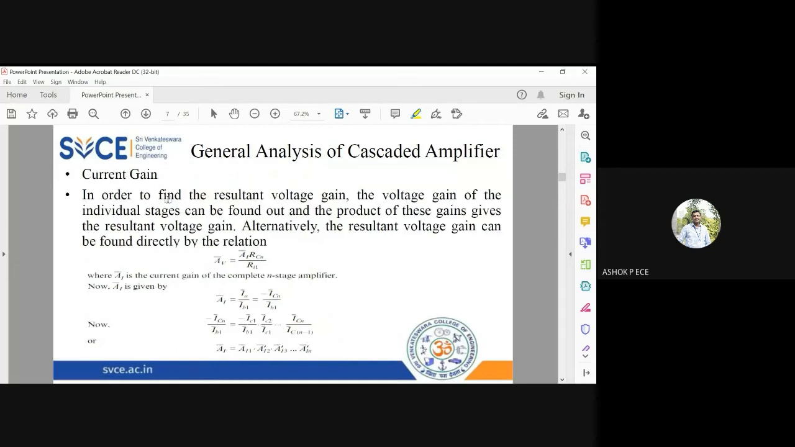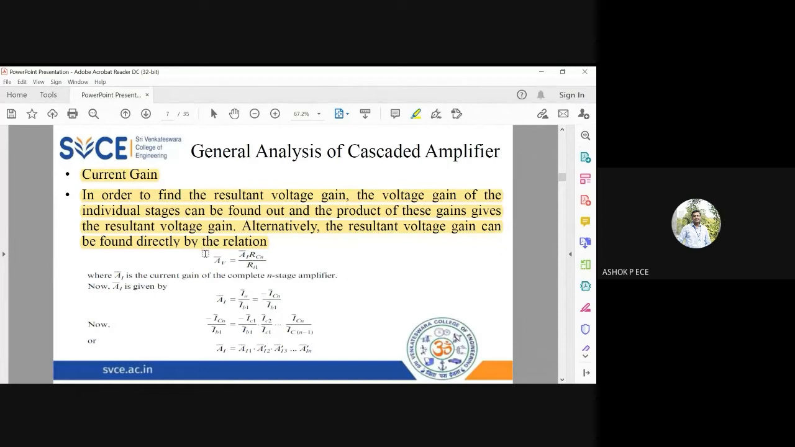Amplifier. So next one is current gain. So we know the expression for current gain. See how for voltage gain, we say it is the product of all the voltage gains. Current gain is also the same. It is the product of all the currents. So individual amplifiers will have their own current gain. When you multiply all the current gains, you will get the overall current gain of your network.